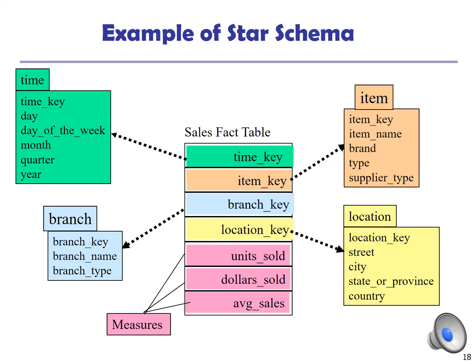Okay, so then you have your dimension tables surrounding your fact table. Each dimension lists a set of attributes which describe the dimension, right below it, for each of the dimensions. So this is the example that shows you the star schema.